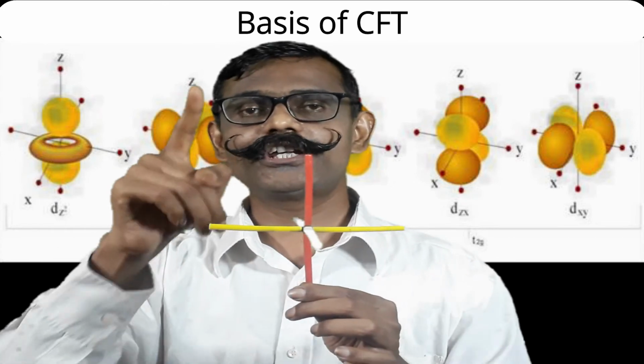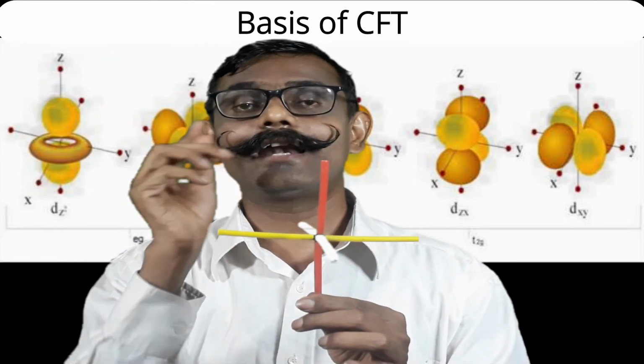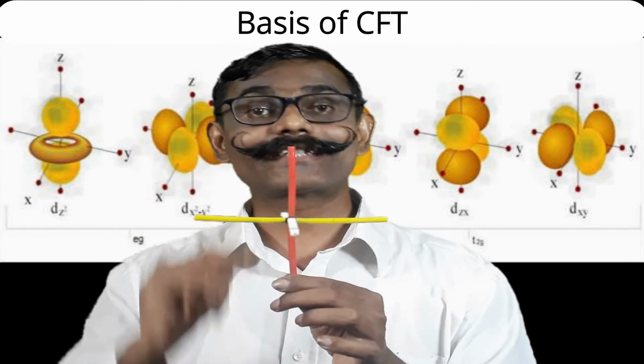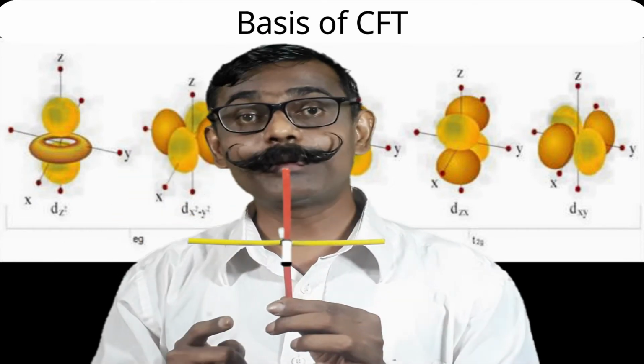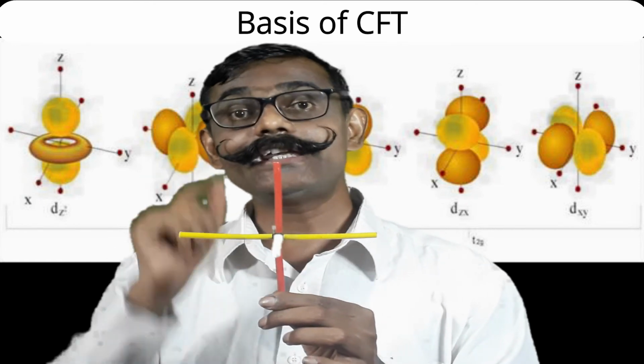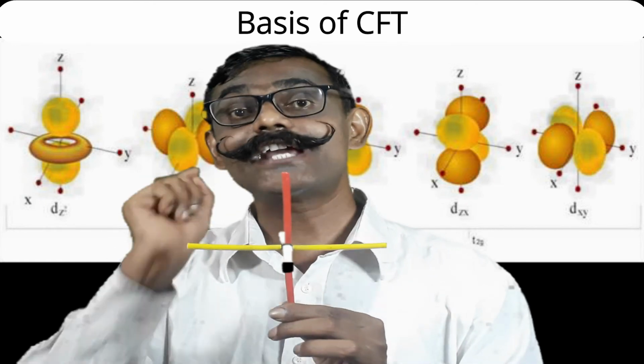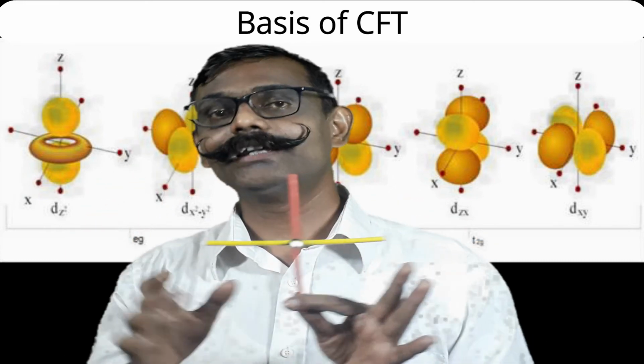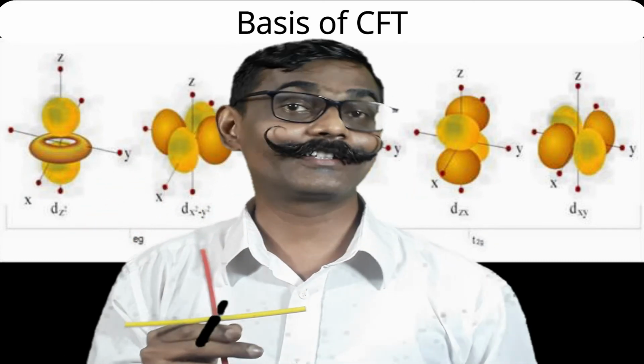What are the shapes? The dz square orbital is along the z axis and in the xy plane. The dx square minus y square orbital is along the x and y axes. The dyz orbital is in between y and z. The dxz orbital is between x and z. The dxy is between x and y. That's the understanding. If you are with me, then the basis of crystal field theory is clear to you.